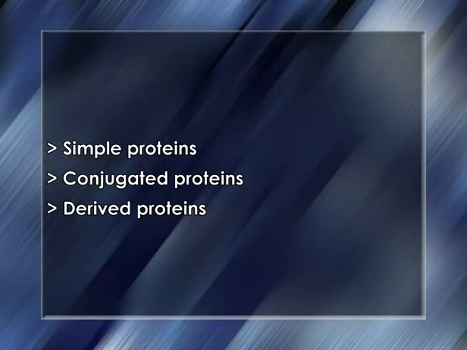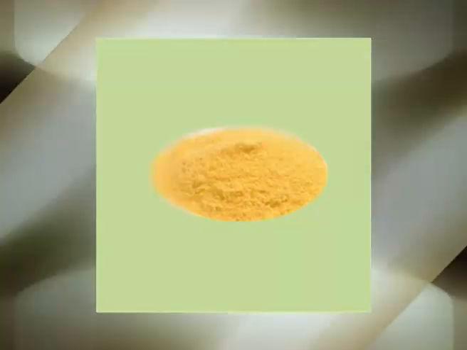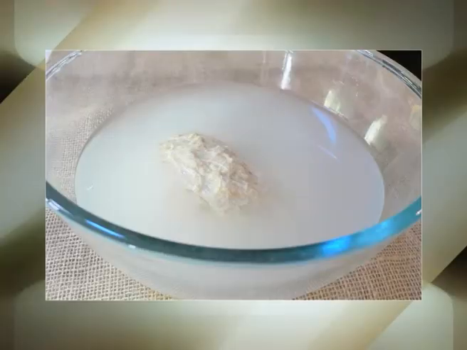Proteins can be divided as simple proteins, conjugated proteins and derived proteins. Firstly, we'll discuss simple proteins. These proteins on hydrolysis by acid, alkali or enzymes yield only amino acids or their derivatives. Examples of this group are albumin and globulins found within all body cells, zein of corn, gliadin and glutenin in wheat, legumin in peas, and lactoalbumin and lactoglobulin of milk.